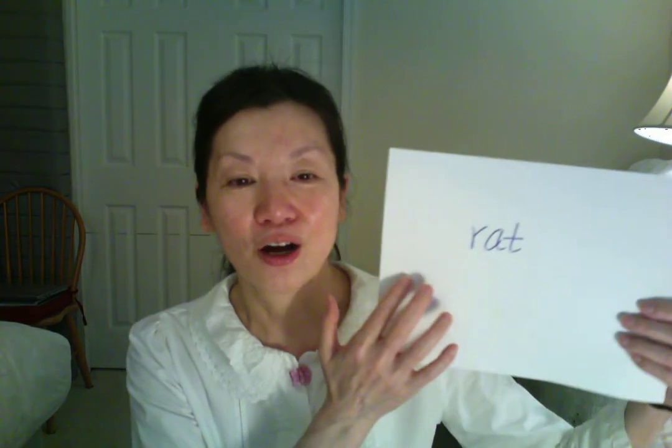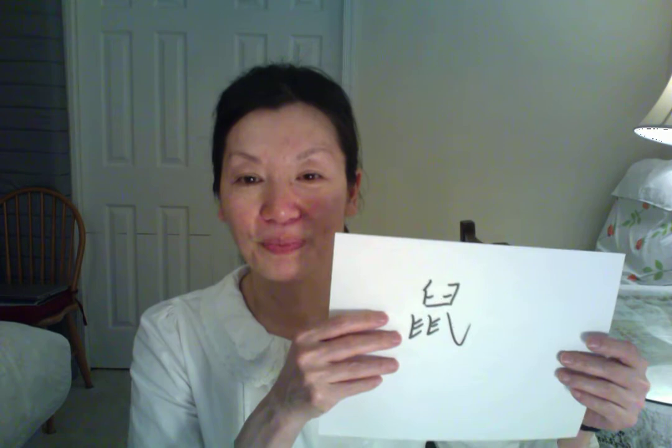The last one here, let's see, rat. In Chinese, they say every year they have the animals, right? The first one, they keep them right here. 鼠, rat. Let's check the pinyin here, okay? 鼠, one more time. 鼠, rat.